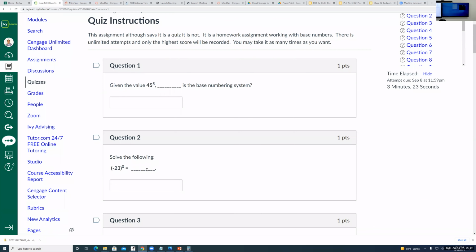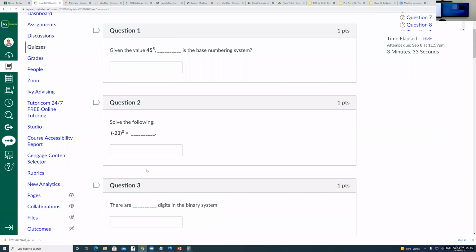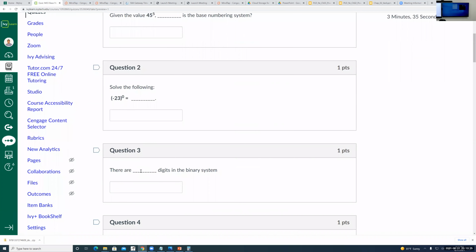What do you have for this one? That's 1. Yeah, right. Remember, every non-zero number, when you raise to 0, you always have 1. How many digits do you have in the binary system? 2, wouldn't it? 0 and 1, 2 only.